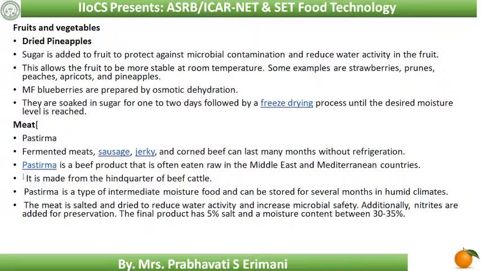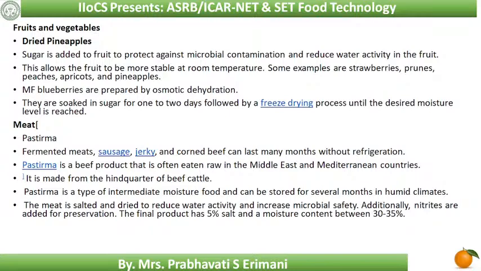Then meat also. Examples are pastirma and fermented meats, sausage, jerky and corned beef. They can last for many months, though meat is very perishable without refrigeration. Pastirma is a beef product, often eaten raw in Middle East and Mediterranean countries. It is made from the hind quarter of beef cattle.